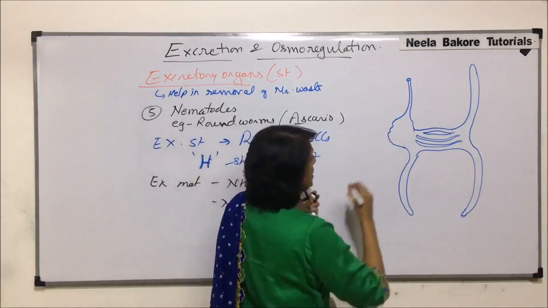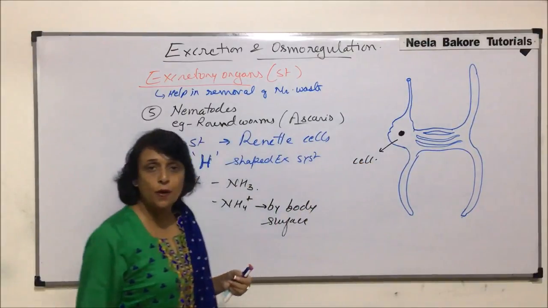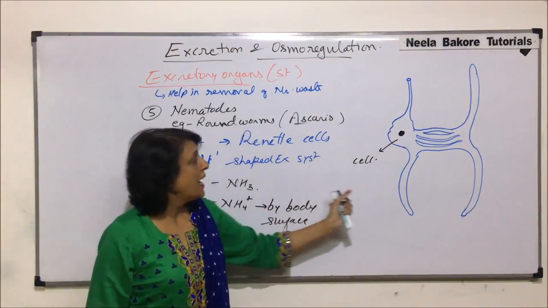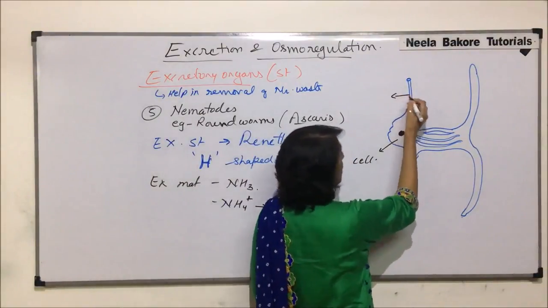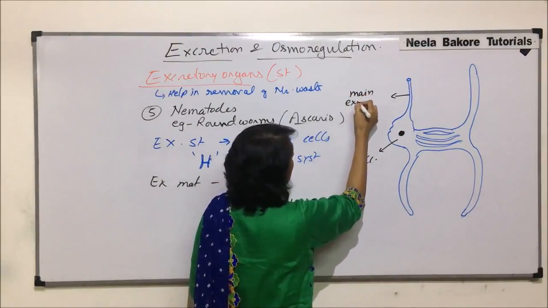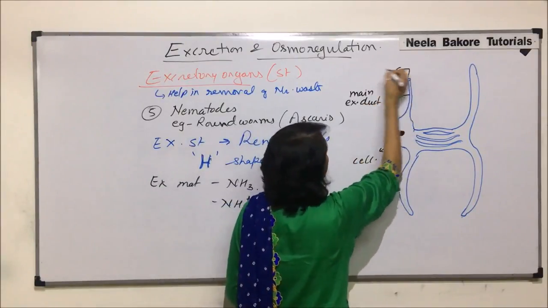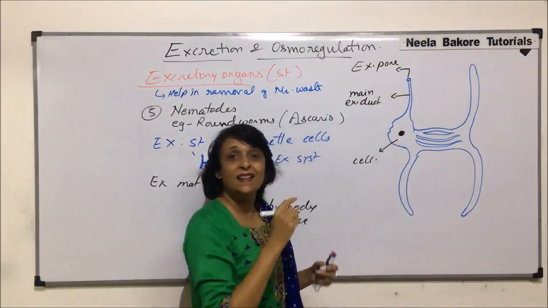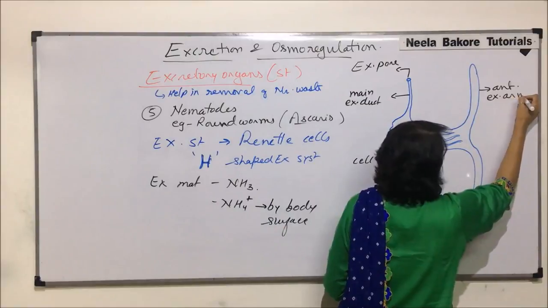This is the cell body which has the nucleus. So this exactly is the cell that we are talking of. And by looking at the diagram, the shape appears like alphabet H. And that is why it is also known as H system. Let us label these things. This duct or this arm is known as the main excretory duct, because there is an opening at the tip. This opening is the excretory pore. This arm is the anterior arm, so it is known as the anterior excretory arm.